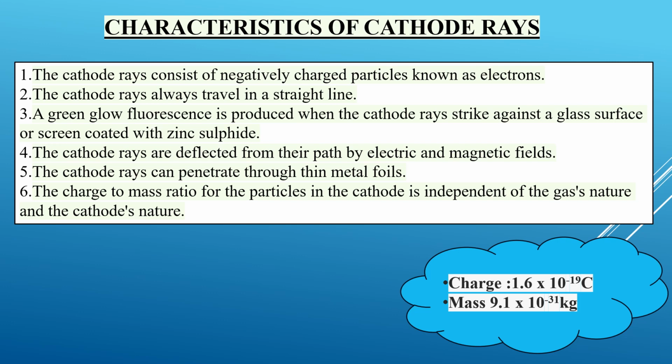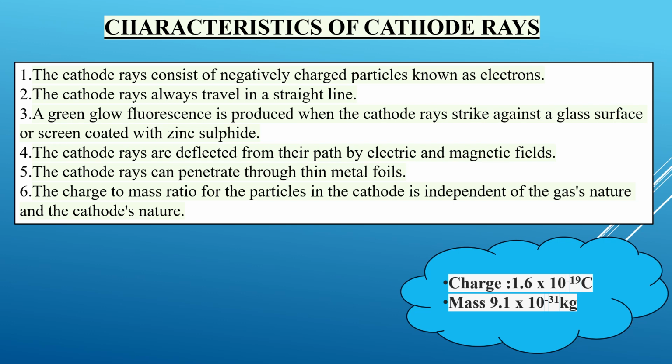Cathode rays are deflected from their path by electric and magnetic fields. This means that if the setup used for the experiment is kept near magnets, or in a place where an electric current is there, the cathode rays may deflect from their path. They can change their path and move in some other direction. Next, the cathode rays can penetrate through thin metal foils. They can cross the metal foils.